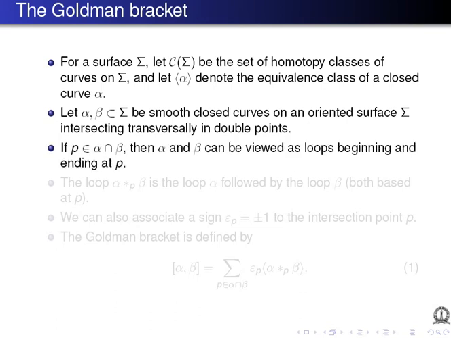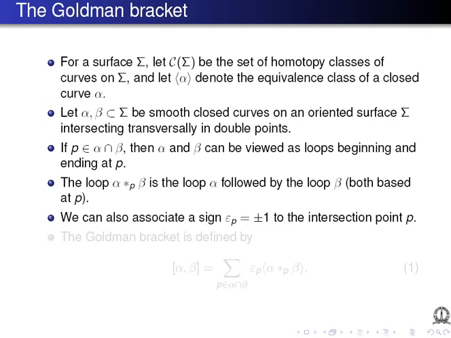If P is in alpha intersection beta, then alpha and beta can be viewed as loops beginning and ending at P. So the point P is in both alpha and beta. They are closed curves. You can base them at any point on them. So then we can multiply them as we do in the fundamental group. That simply means we take the loop alpha followed by the loop beta. Start at P, go along alpha, come back to P, go along beta. This will give you a closed curve. Now we ignore the base point.